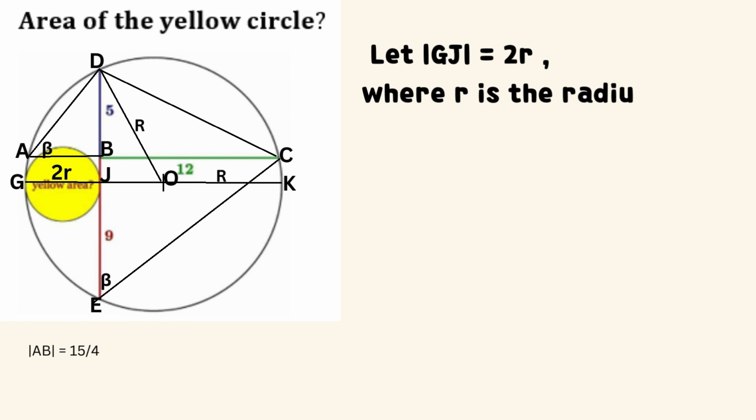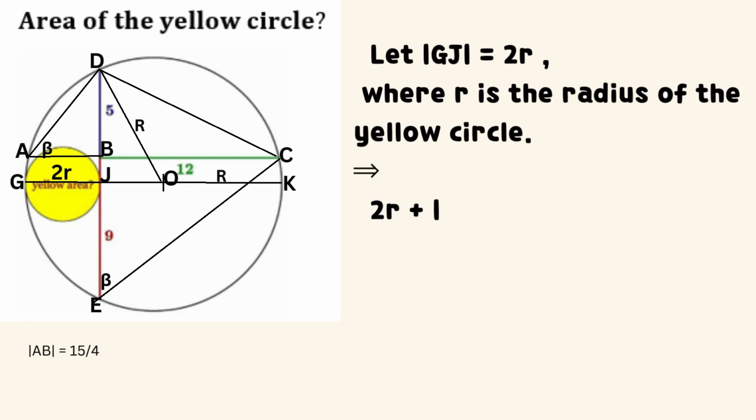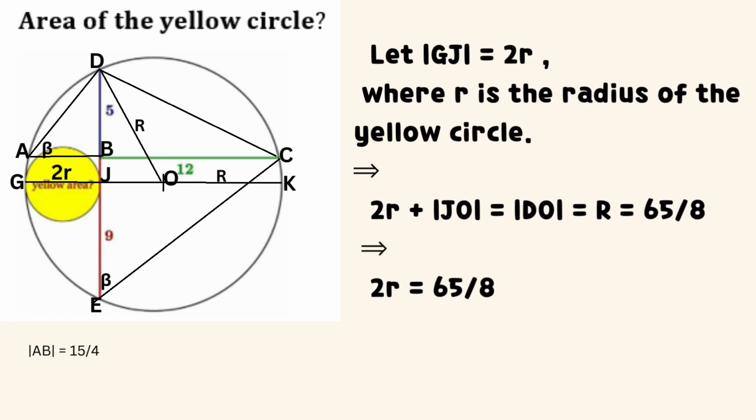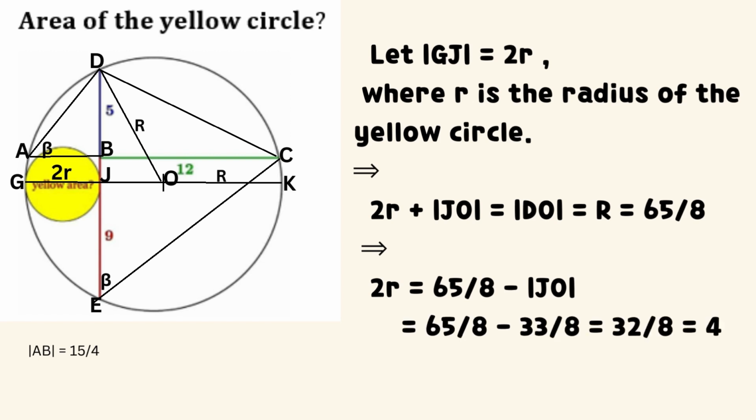Let line GJ equal the product of 2 and r, where r is the radius of the yellow circle. It signifies that the sum of 2 times r and line JO equals line DO, which equals R. The result is equal to 65 divided by 8. It follows that 2 times r equals 65 divided by 8 minus line JO, which equals 4.